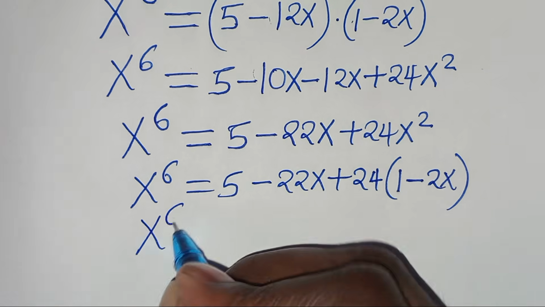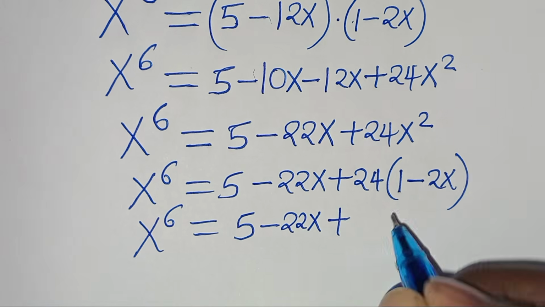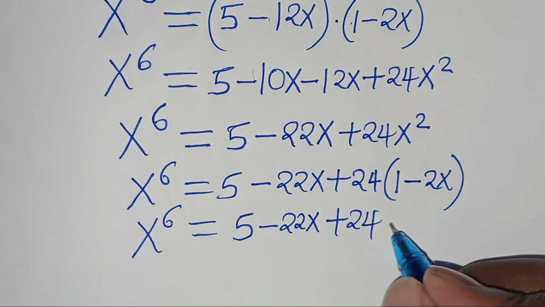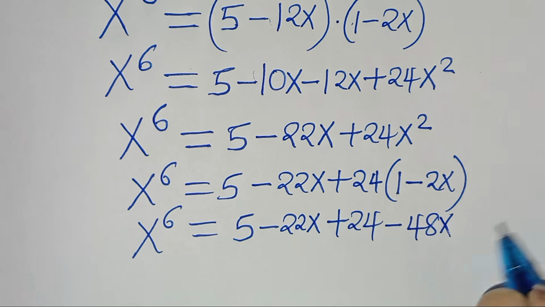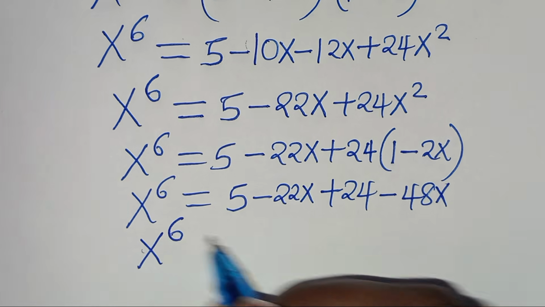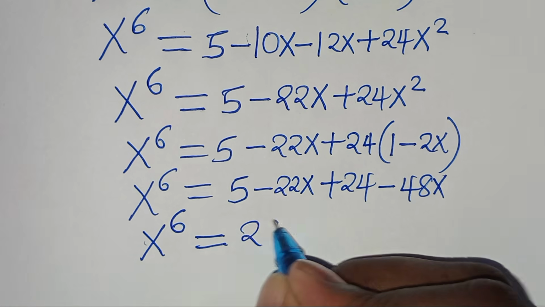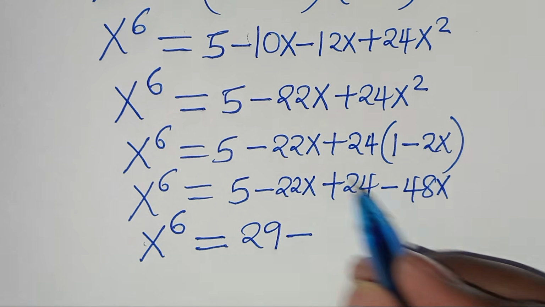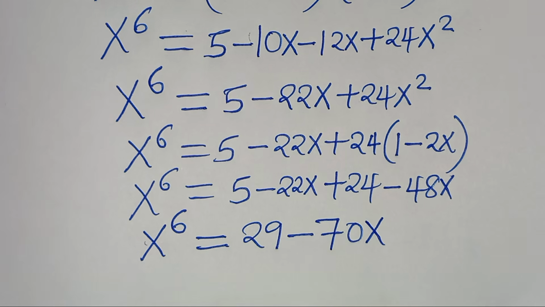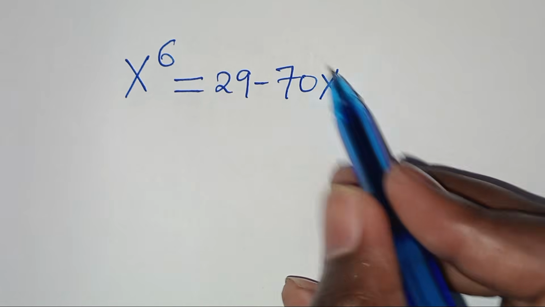Now x to the power of 6 is equal to 5 minus 22x plus 24 times 1, which is 24, and 24 times minus 2x, which is negative 48x. Now we have x to the power of 6 equal to 5 plus 24, which is 29, minus 22x minus 48x, which is minus 70x. Now we have x to the power of 6 equal to 29 minus 70x.